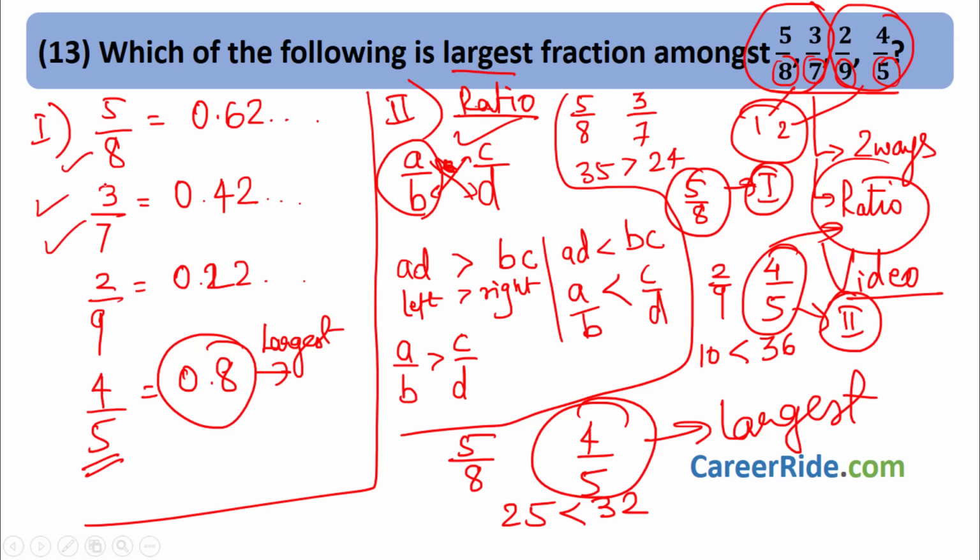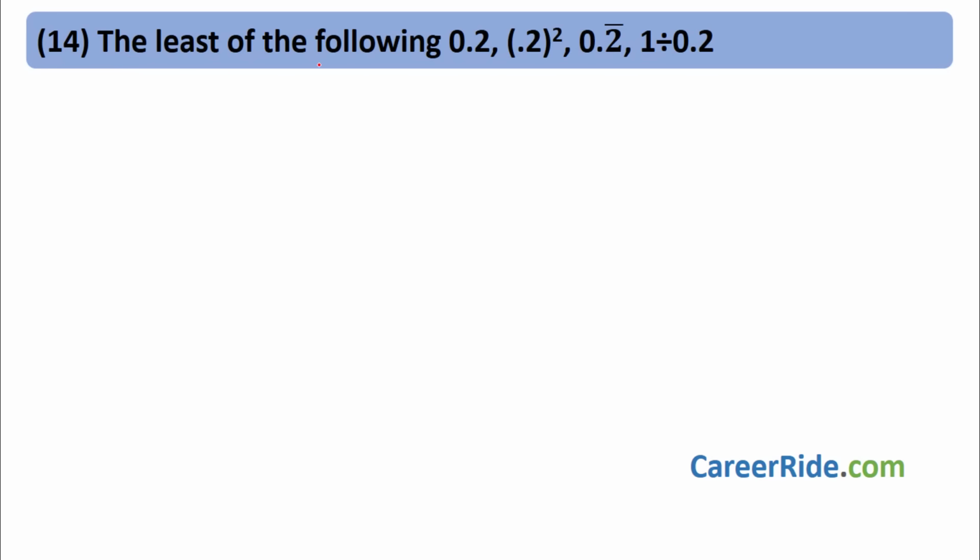Moving to question number 14. The least of the following: 0.2, 0.2 square, 0.2 bar, 1 divided by 0.2. Now we have to find the least number amongst these. Again, this is very easy. First one is 0.2. Second one is 0.2 square. So 2 square is 4, and since there is only one decimal place in the number, the square will have 2 decimal places. So we will have 0.04.